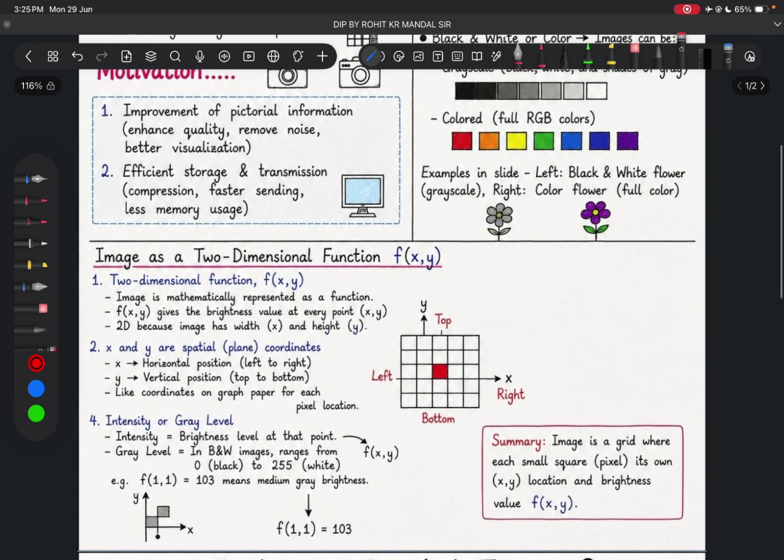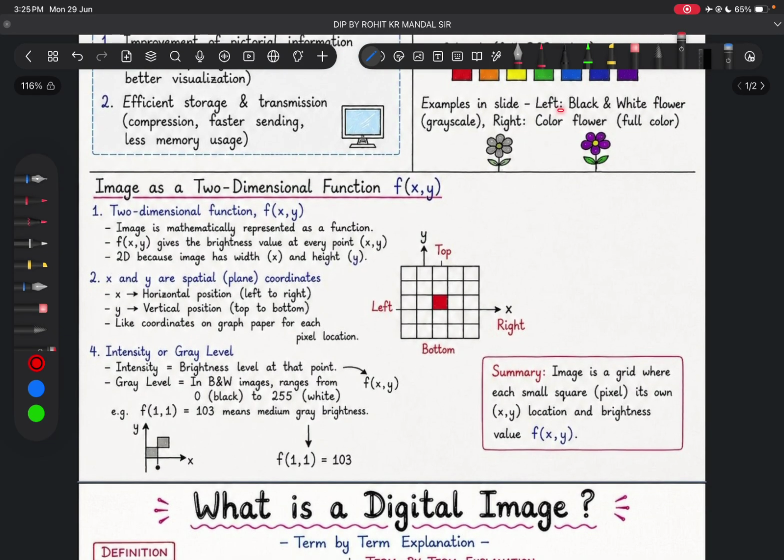Now we have color images. A color image contains full RGB colors. RGB means red, green, and blue. By combining three primary colors in different amounts, millions of colors can be generated. Most images captured by smartphones and cameras are color images. For example, we have a black and white flower on the left and a color flower on the right.